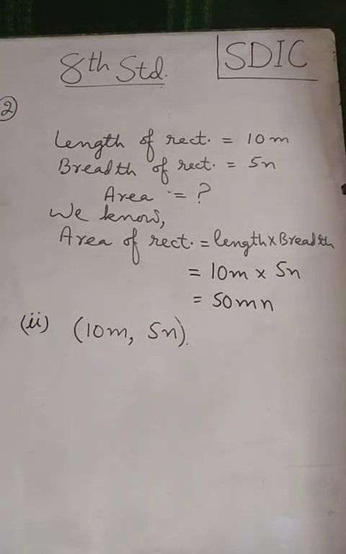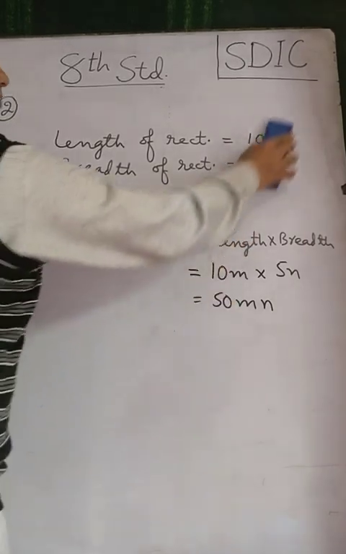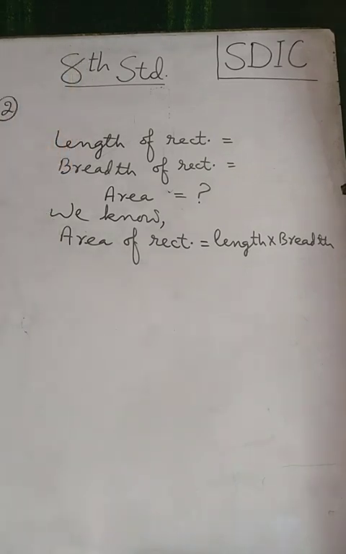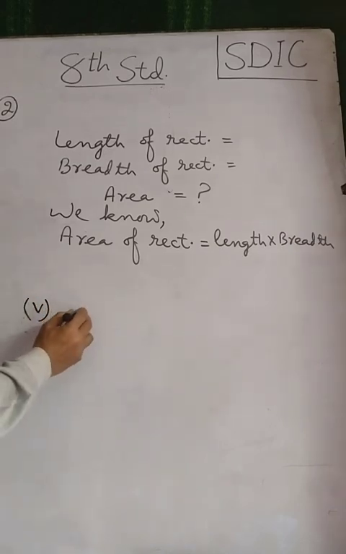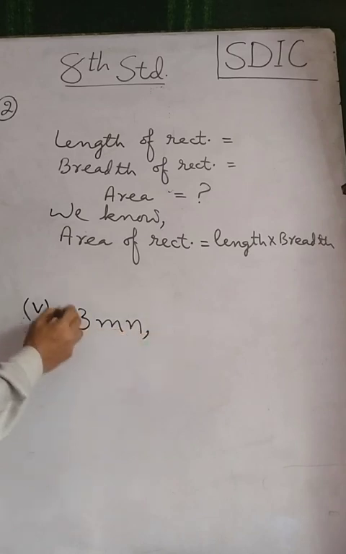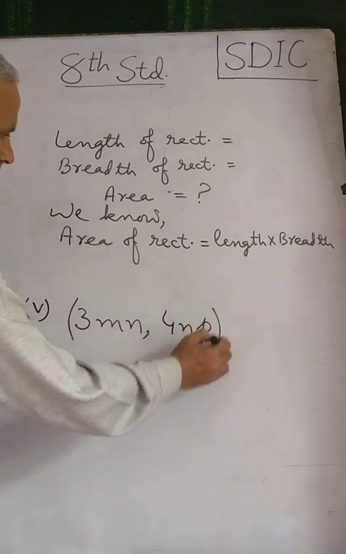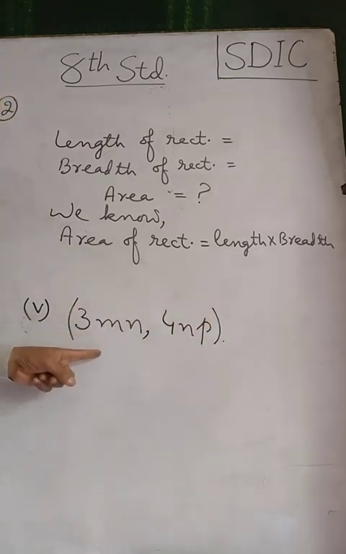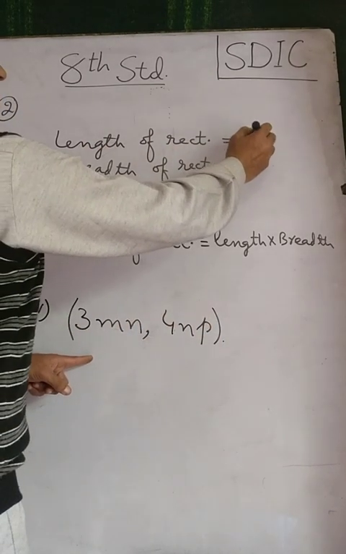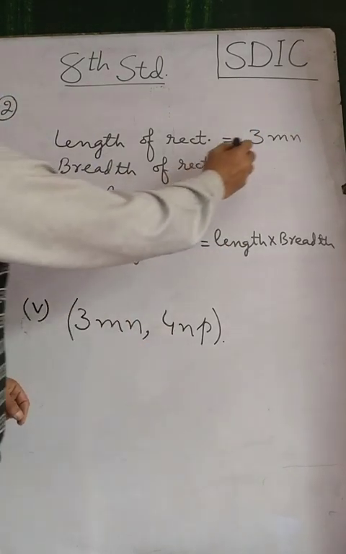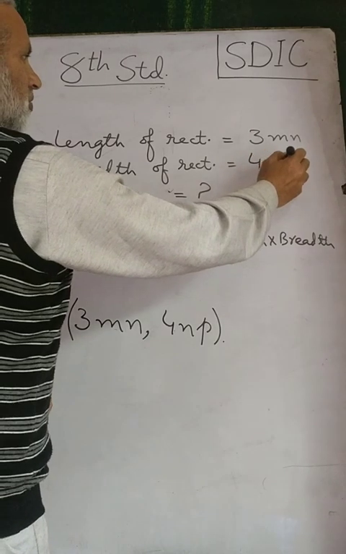2 more parts are there, those you will try. Part number 1, 2, 3, 4, 5. I shall now show the length and breadth of the rectangle are 3mn, 4np. So we have length as 3mn. Against length of rectangle, we'll write 3mn. Breadth of rectangle is 4np. Against breadth of rectangle, so write 4np.